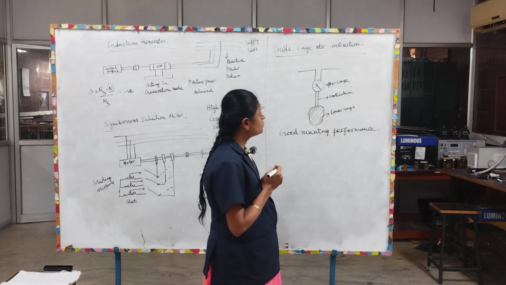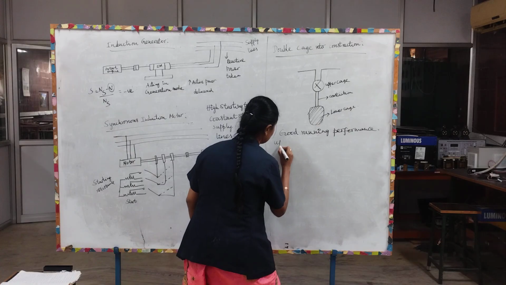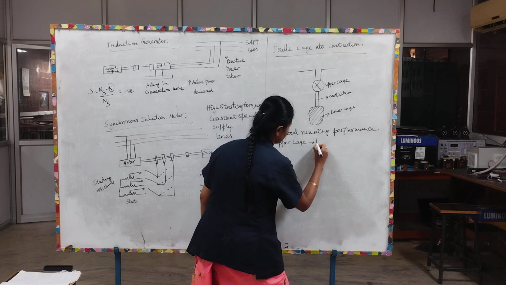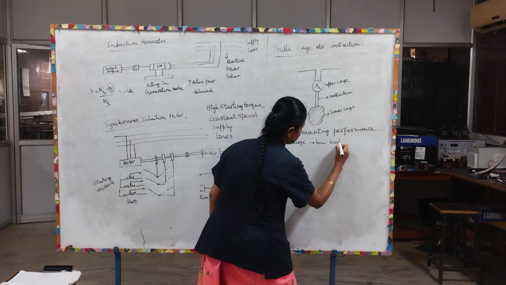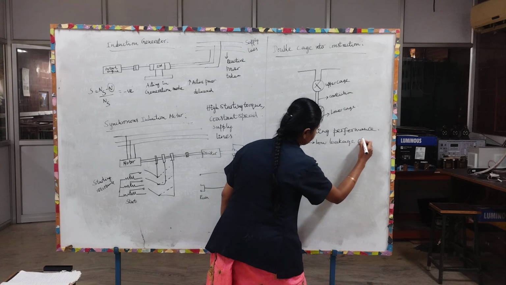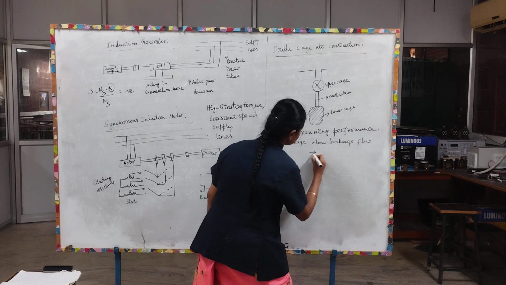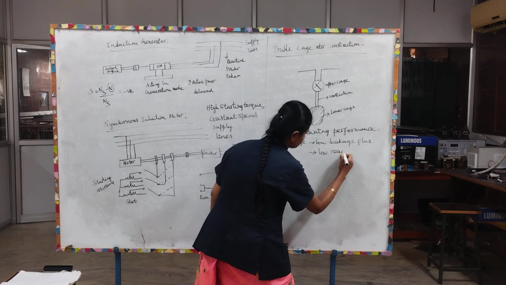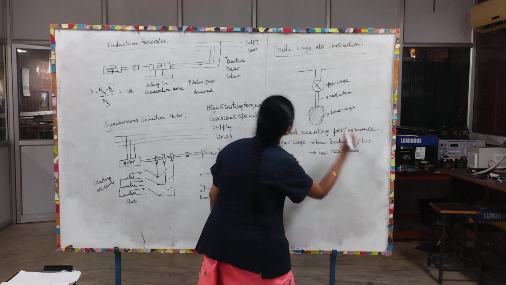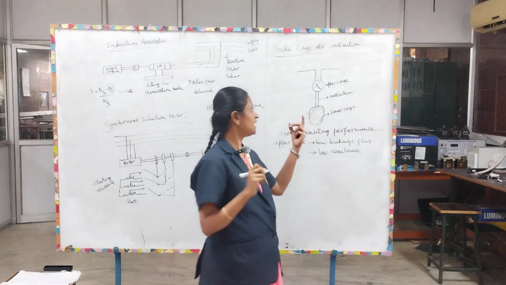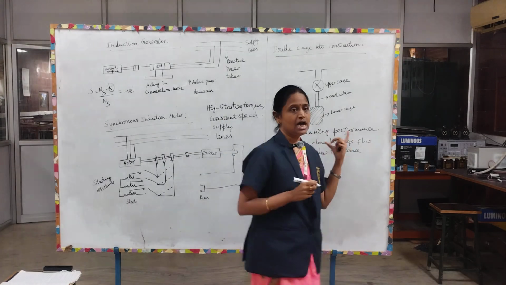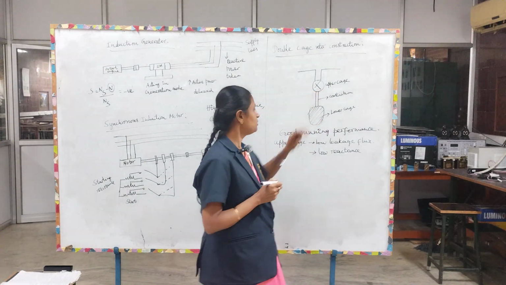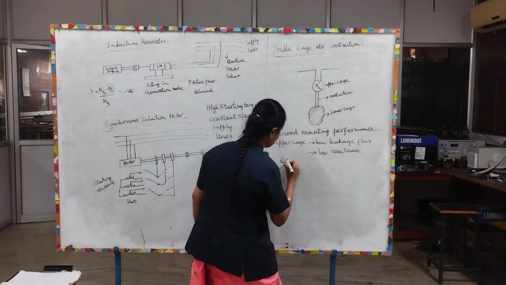The upper cage has low leakage flux, so the reactance of the upper cage is low. So the upper cage of the double cage induction motor has low leakage flux and low reactance, and the resistance offered by the upper cage will be very high.